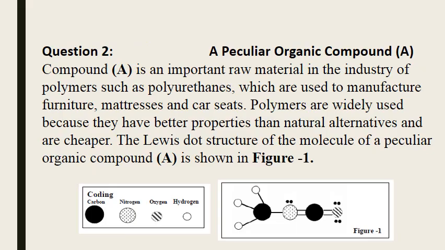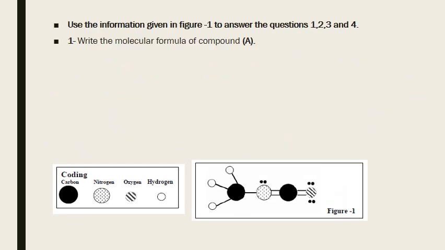Question 2 says compound A is an important raw material in the industry of polymers such as polyurethanes, which are used to manufacture furniture, mattresses and car seats. Polymers are widely used because they have better properties than natural alternatives and are cheaper. The Lewis dot structure of the molecule of a particular organic compound A is shown in figure 1. Use the information given in figure 1 to answer questions 1, 2, 3 and 4.